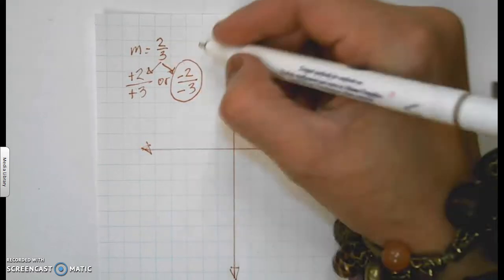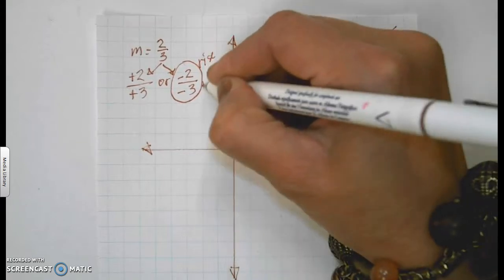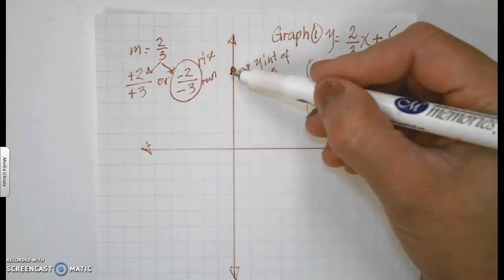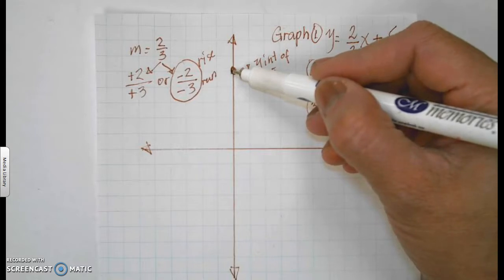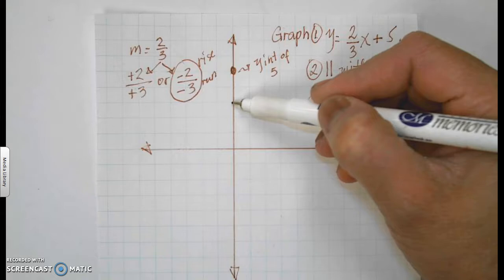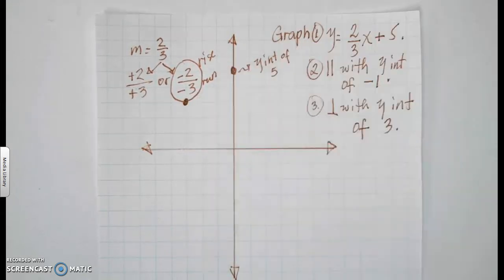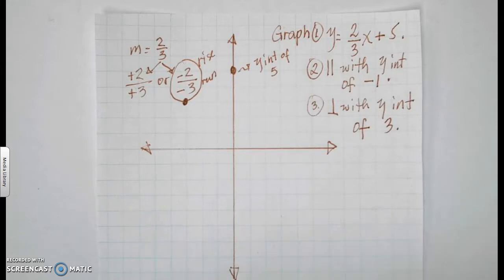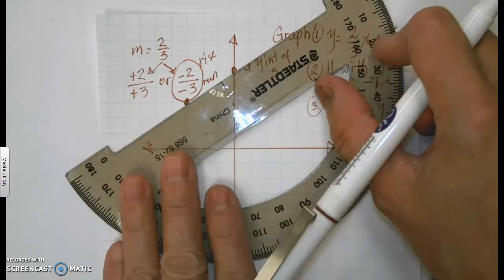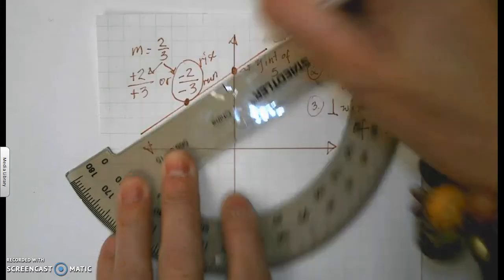So this is your rise and this is your run. From here, you're gonna rise 2, which, I'm sorry, negative 2, which means going down. So 1, 2. And your run is negative 3, which means to the left. So here it is. That's your point. You're going to get your ruler and connect the dots. And that is your first line.